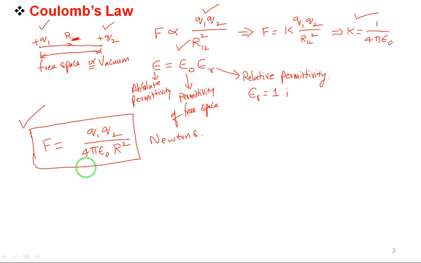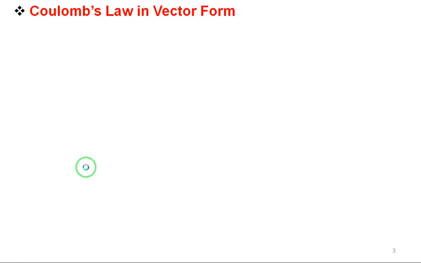Then we will see Coulomb's law in vector form, because we need directions, right? So Coulomb's law in vector form we will see. I will take plus q1 charge, then plus q2, and these q1 and q2 are in free space, right? So I will take the origin here, because I have to take the help of a coordinate system. The origin has coordinates 0, 0, 0.